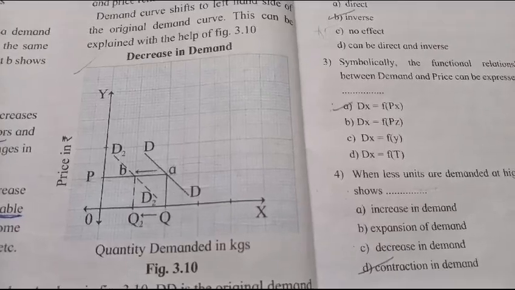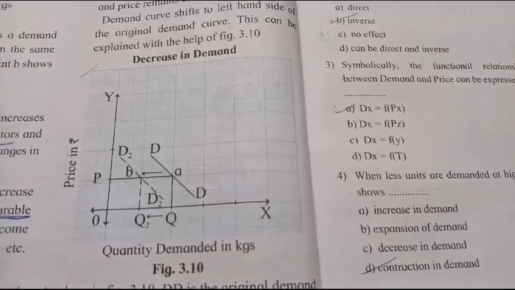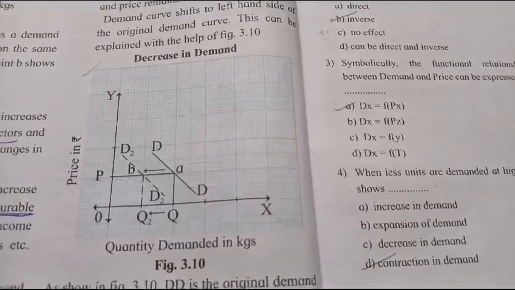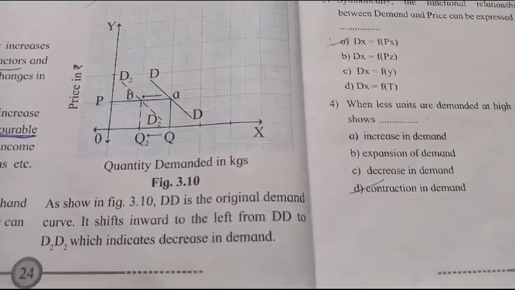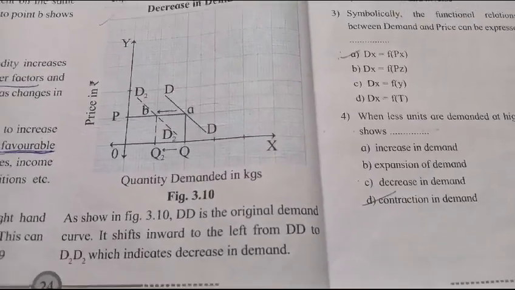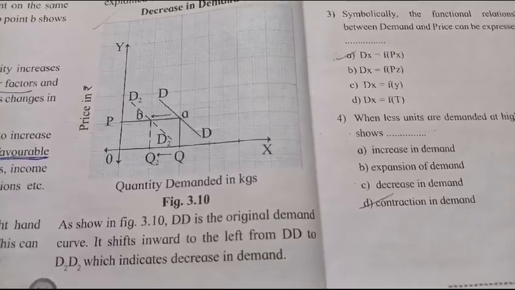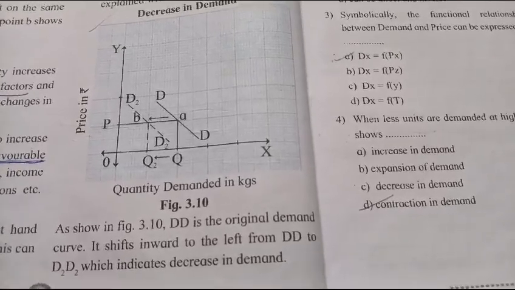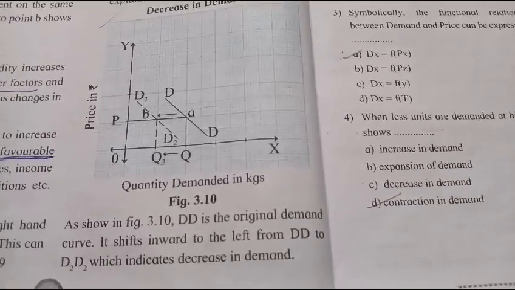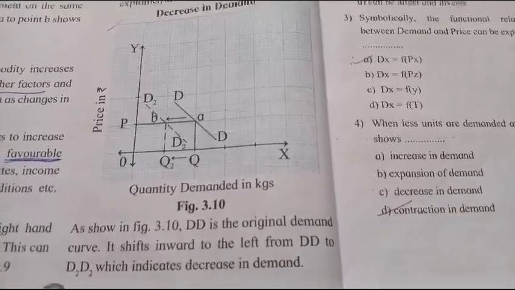Figure 3.10 is decrease in demand. As shown in figure 3.10, DD is the original demand curve. It shifts inward to the left from DD to D2, which indicates decrease in demand.